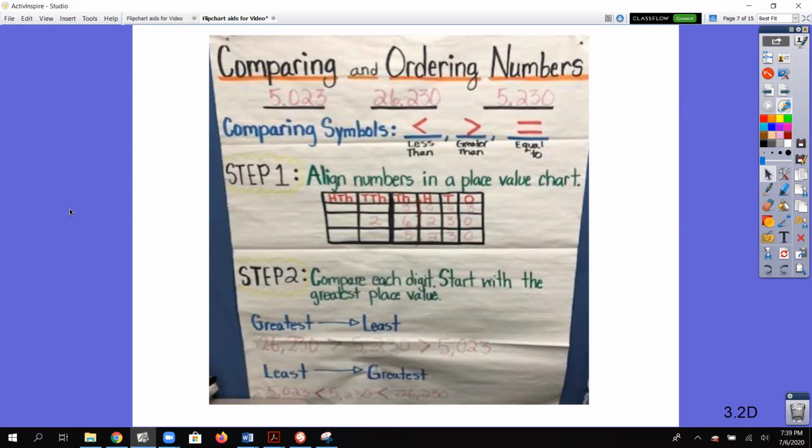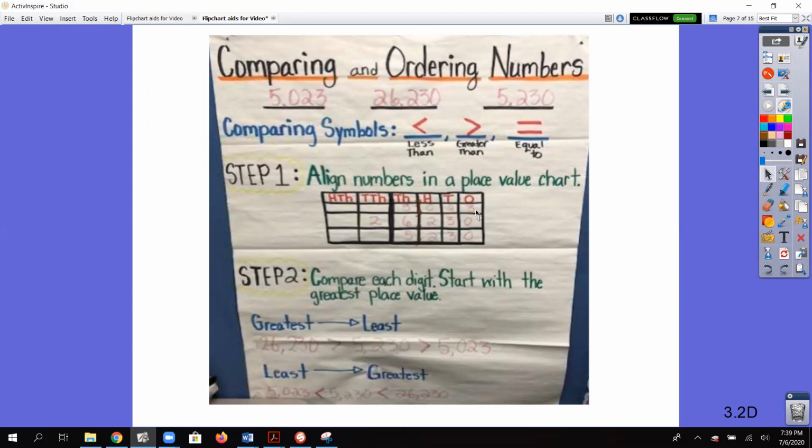So step one would be to align the numbers in a place value chart. It's very important so it helps you really see the values of each number. And remember, these are the place values: the ones, tens, hundreds, thousands, 10,000, and the 100,000. That is a place value. The value of the number is what you put in there.